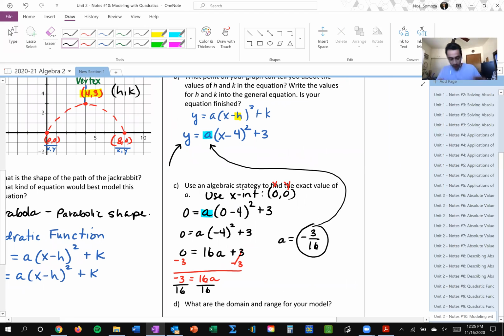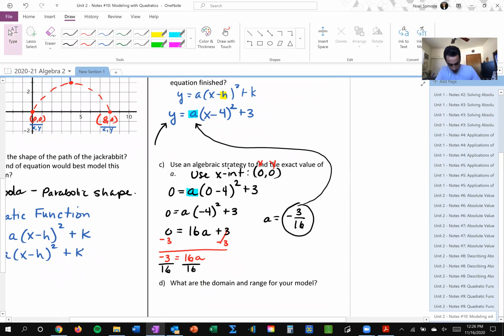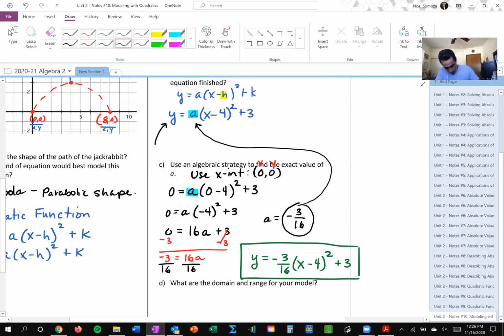So that you have a full, complete quadratic equation, right? You have your quadratic function that models the situation. Okay, so what I would get this time would be y is equal to -3/16 times (x - 4) squared plus 3, right? And then this would be the final equation that represents the parabola that we sketched out.